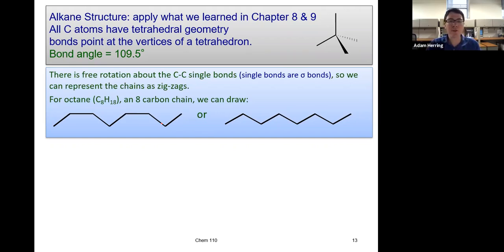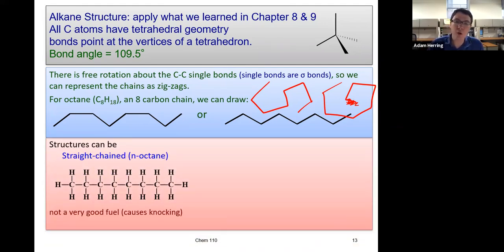And so we can represent the chains as these zigzag type structures, where the carbon atoms are free to move. So for octane, we can actually draw it in a variety of different ways. These are just 2 different ways. We could also show it kind of scrunched up, or kind of forming, again, we can have all these different arrangements, and that's because the molecule is able to rotate and move around because it's got free rotation due to the fact that there's no double bonds constraining it.